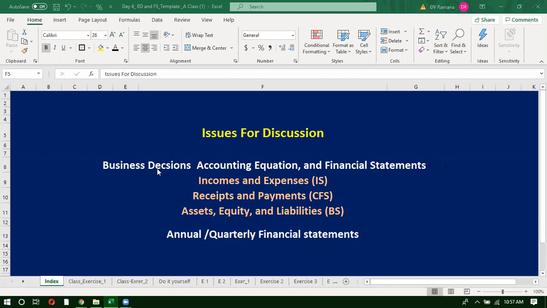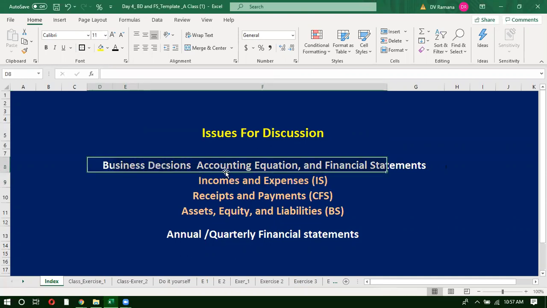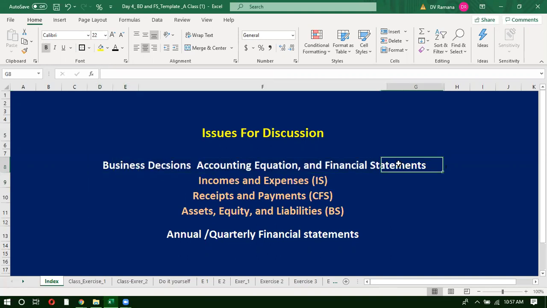In this session, we will understand the impact of business decisions on the accounting equation and the financial statements, namely the income statement, receipts and payments, that is a cash flow statement, and the balance sheet. So we would like to examine the impact of incomes, expenses, receipts, payments, assets, liability, and equity on the accounting equation and on the financial statements.